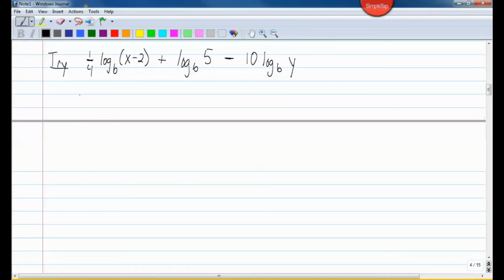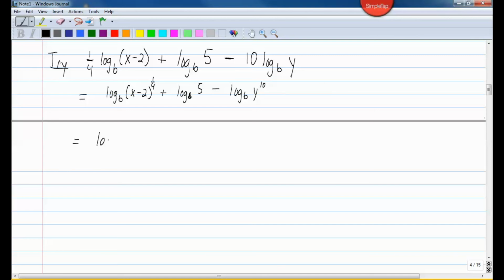Okay, so the first thing that I would do is I would apply the power rule anywhere I can, the power rule backwards. So this is going to be log base b of x minus 2 to the 1/4. Alright, then I have plus log base b of 5 minus, now I can move this 10 there, so that's going to be log base b of y to the 10th.